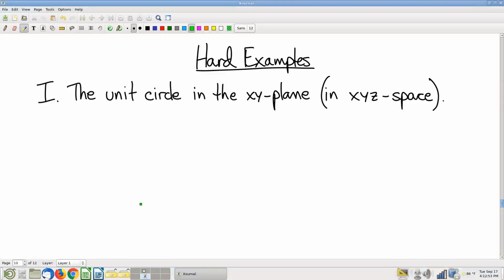Okay, so we're going to do some hard examples now, specifically examples that are going to push us to the limits of being able to make decent drawings of the kinds of figures that will be relevant in courses like multivariable calculus. Okay, so the first one, and this is a tricky one, we're going to talk about the unit circle. Now that sounds easy. It's the unit circle on the xy plane, but specifically sitting inside of 3 space. So this is what's going to make it challenging.